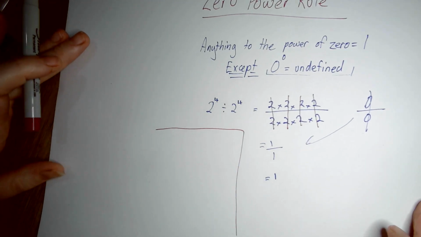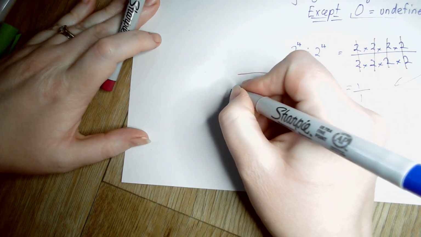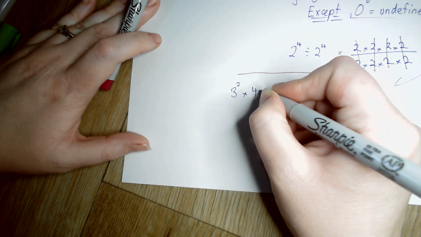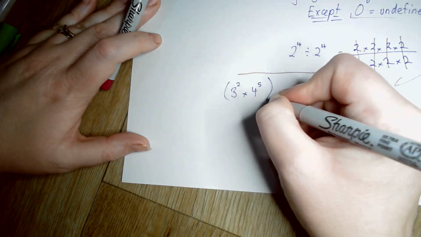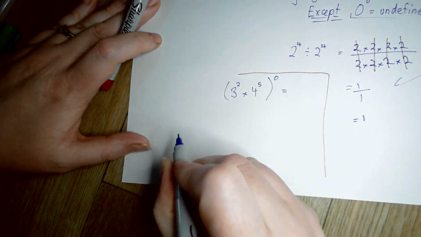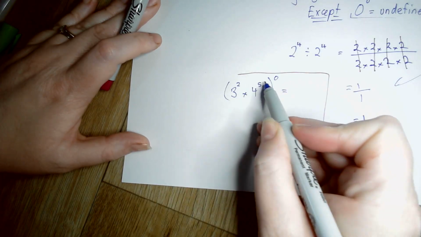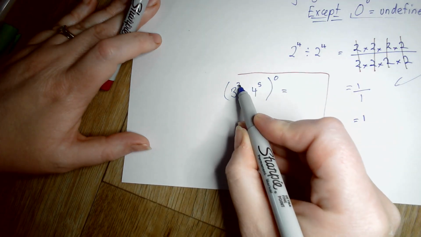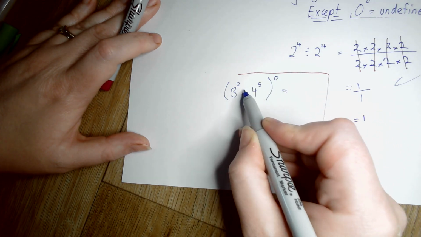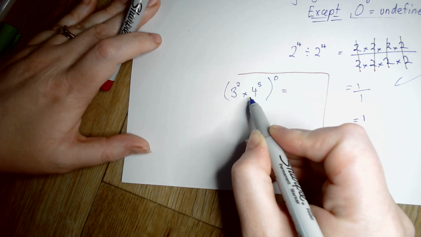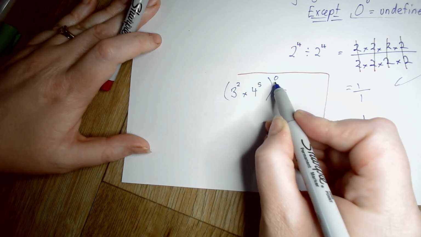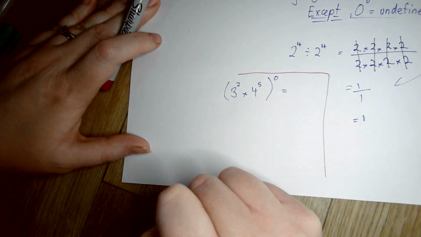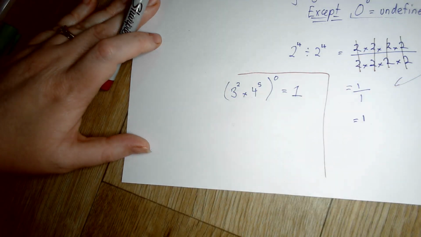So for example, you might have a question like this, where it's 3 to the power of 2 times 4 to the power of 5, and that whole thing to the power of 0. And then we might get tempted to start adding, which is a very common mistake that keeps happening, and they're not even the same base, so you couldn't add them anyway. But anything raised to the power of 0 becomes 1. So this answer is 1.